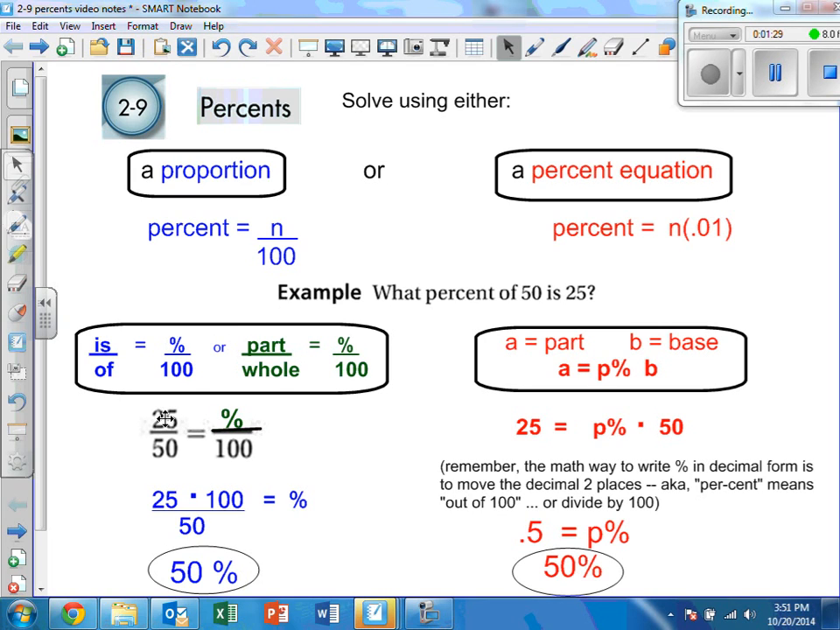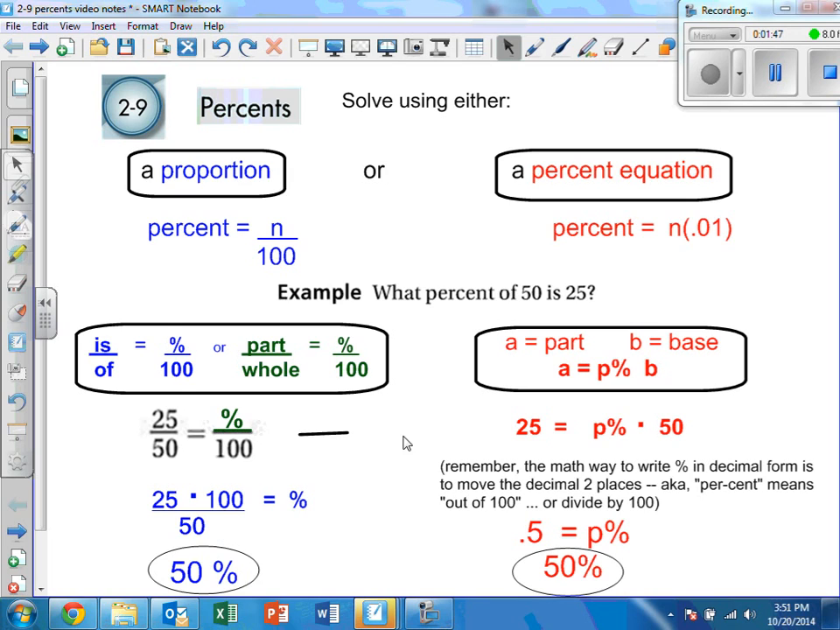So now in order to solve this, I do 25 times 100 divided by 50. If you did this in a calculator, you would come up with the number 50. And remember, that's what you're looking for. That goes into the piece that's missing, so it is 50%.